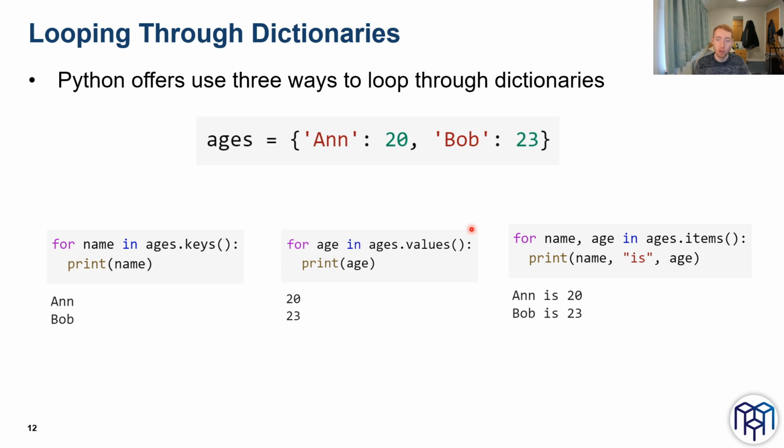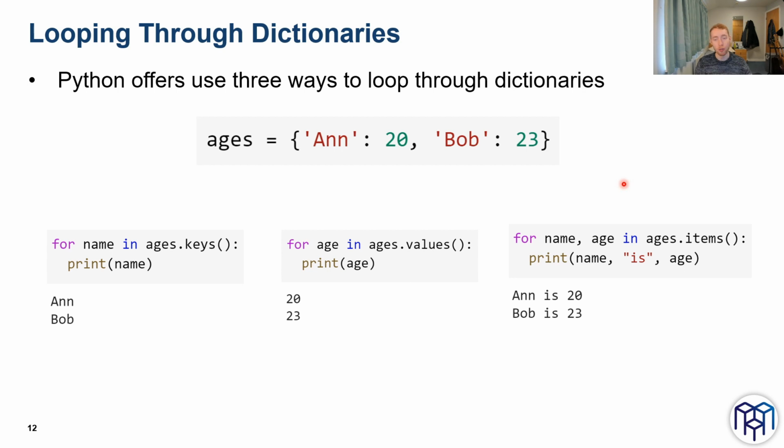Finally, what if we want to loop through both at the same time? Well, then we can use ages.items. Remember, the items are those key-value pairs. And we simply use a comma here to expand those 2 returned values, one into name and one into age. And then for each loop, we'll look at the item, and name will take the value of the key, and age will take the value of the value. And so we can print out name is age, and we'll get these sentences here.